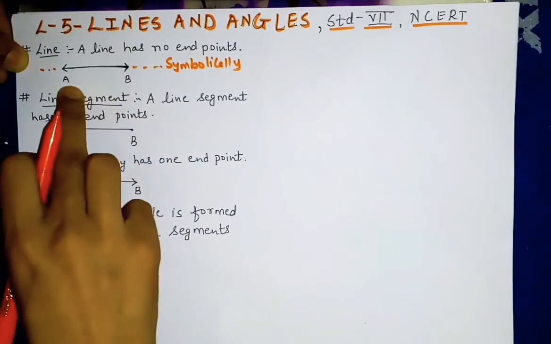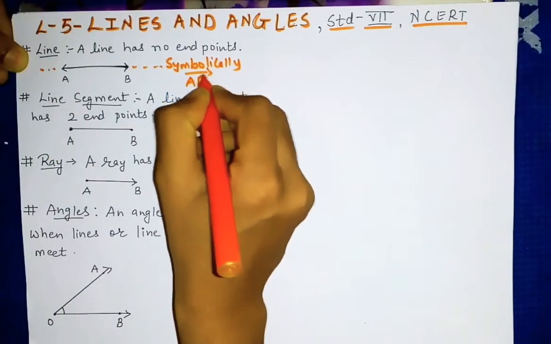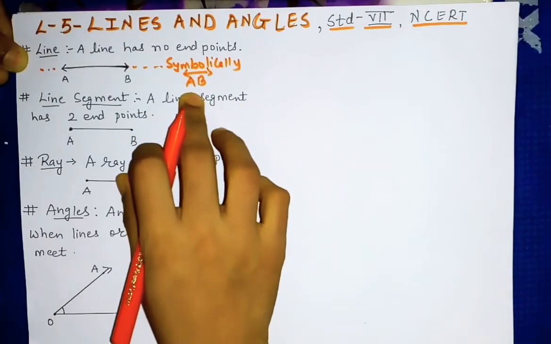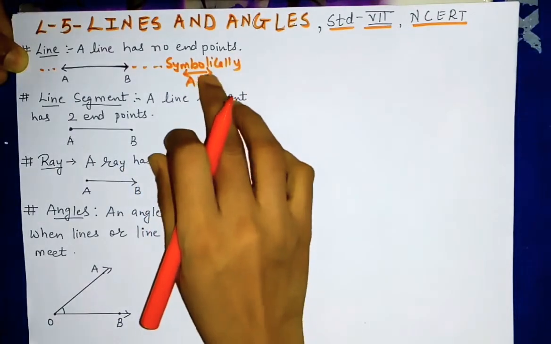How will you read it? You will read it as line AB, or you will write AB and draw the symbol of a line over it. This is how we write it in symbol form. So that will be line AB, and this is how you will read line AB.